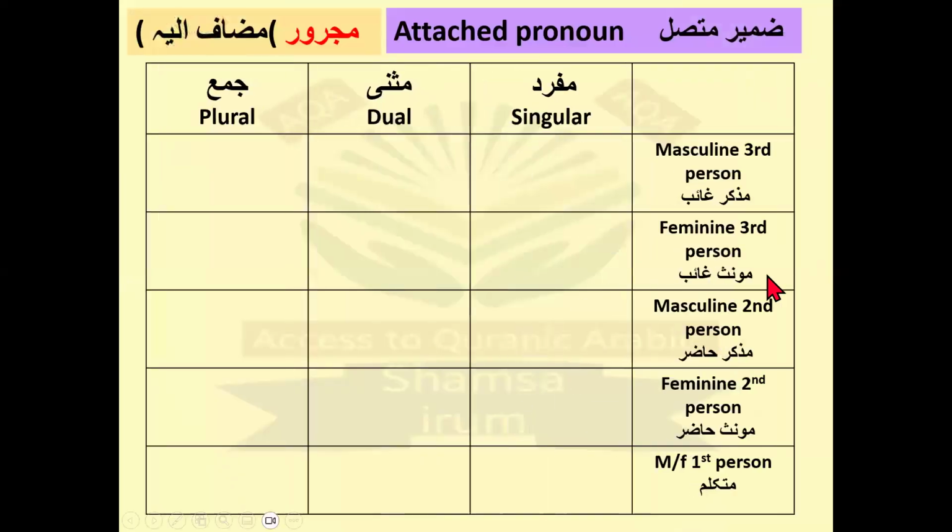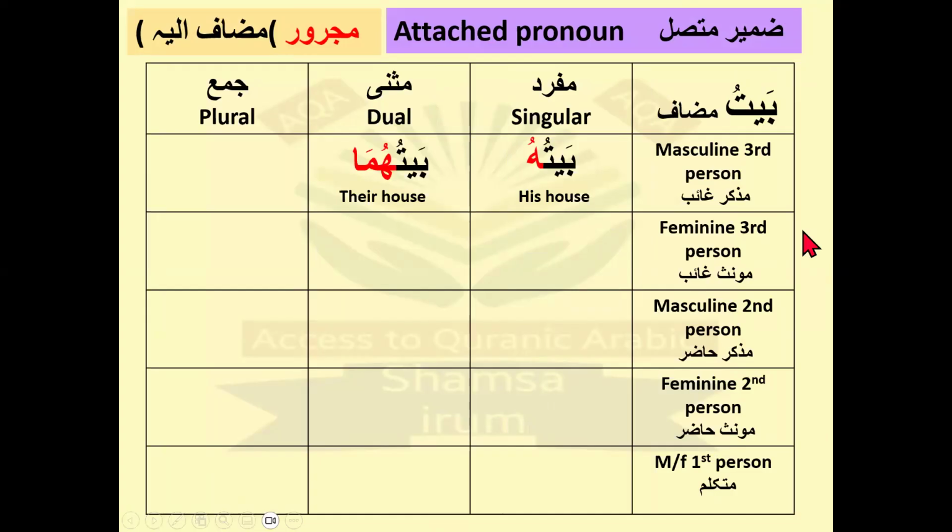Here now I will make a full chart with the word bayt, in marfu state: baytu. And I will attach this word baytu with all the dhamirs, with all pronouns. So the first one is baytuhu, his house. Next, baytuhuma, their house, for dual. Baytuhum, their house, for plural. Baytuha, her house.